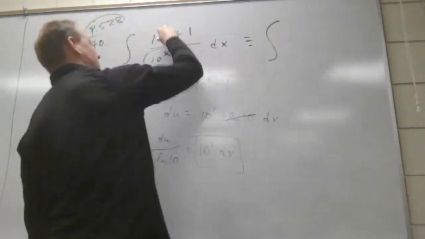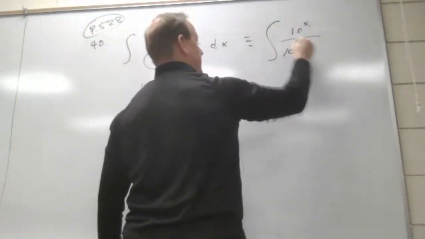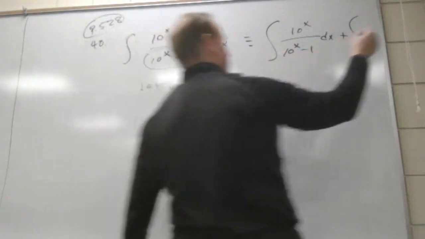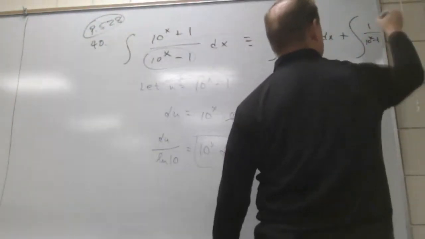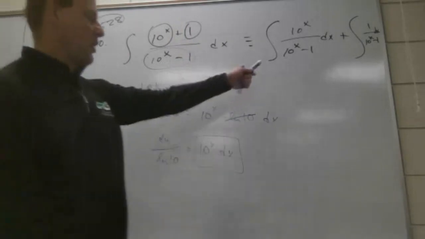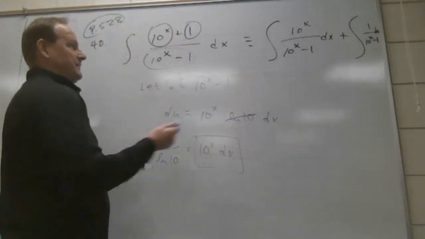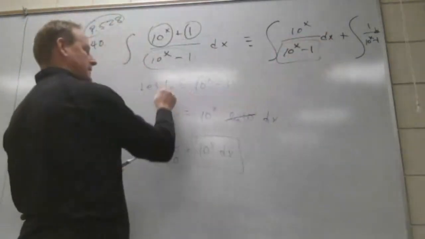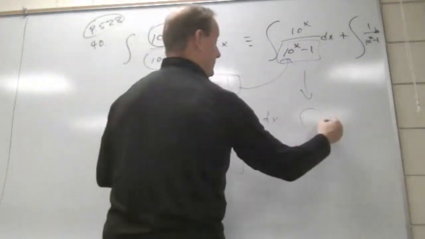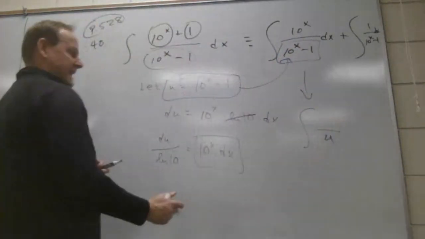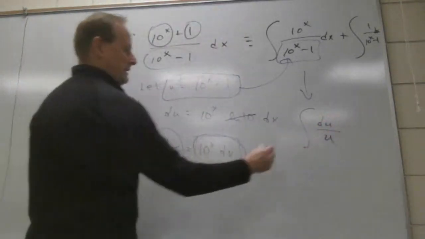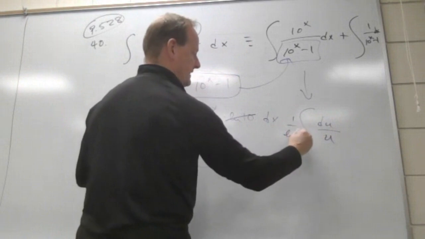So couldn't I rewrite this as the integral of 10 to the x power over 10 to the x minus 1 dx plus the integral of 1 over 10 to the x minus 1 dx? So I could split this up into two parts. Now the left one actually works with my substitution. If I let u be the denominator, what does this left one become? This becomes the integral of 1 over u, and then 10 to the x dx is replaced with du, times 1 over natural log of 10 out front.